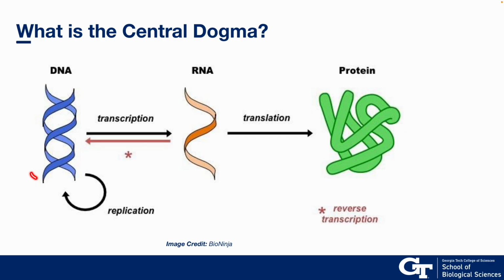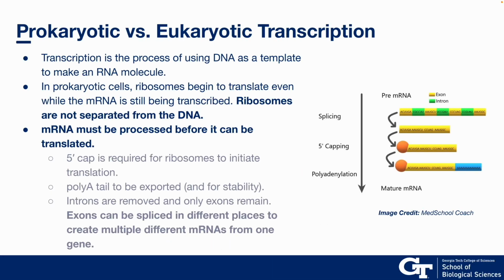What we just learned was the actual replication of DNA, so now we're going to learn how proteins get made from DNA. So now we're going to talk about the process of turning DNA into RNA, the process of transcription. And there's actually a pretty big difference between eukaryotic and prokaryotic transcription.